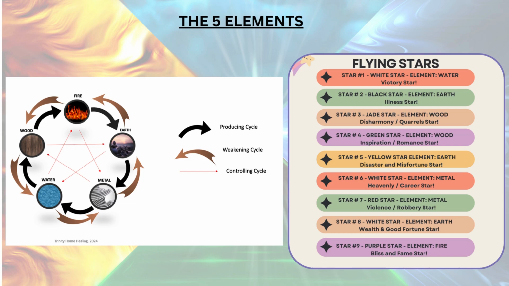You will see the controlling cycle here. I'm not going to go too much into that, but these are the destructive energies. So, for example, water puts out fire. So that is a destructive energy. We try to stay just in the producing and weakening cycles to create that balance and harmony. But you can also work with the controlling cycle in certain areas if that's applicable.